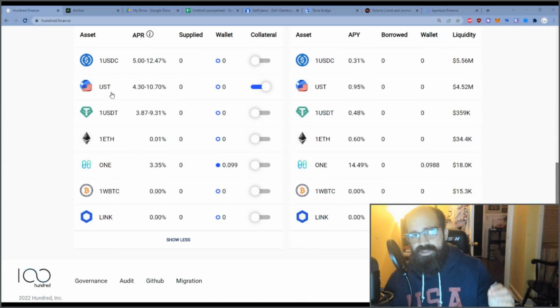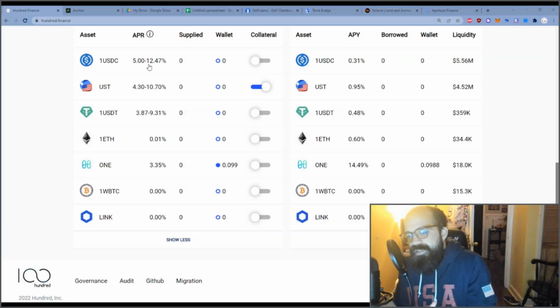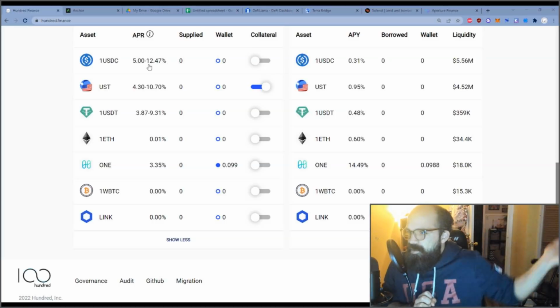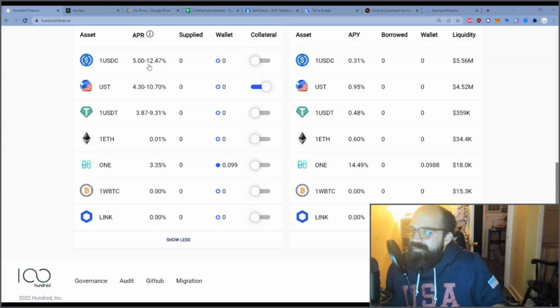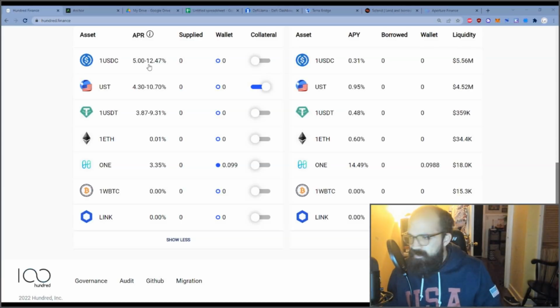You can see that we can lend USDC for, well, you're not going to get the APR with 100 Finance. The way 100 Finance works is that when you borrow against your collateral, the supply APR just goes away. You don't get it anymore. Kind of a bummer, to be honest, but it prevents looping. I don't know why they're anti-looping, but it prevents looping.